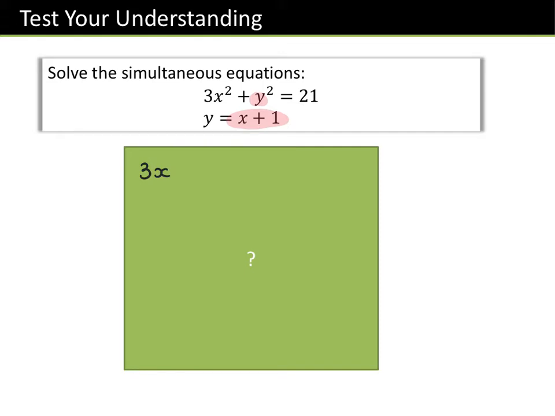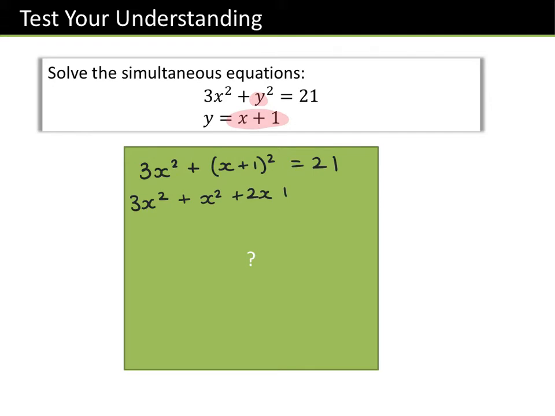Okay, when we're substituting, we're going to have 3x squared plus y, but y we've written as x plus 1. x plus 1 squared equals 21, because I'm substituting. So I'm going to get 3x squared. Now x plus 1 squared is going to give me x squared plus 2x plus 2. And that's going to equal 21. 3x squared plus x squared is 4x squared plus 2x. And then 2 minus 21 is minus 19 equals 0.